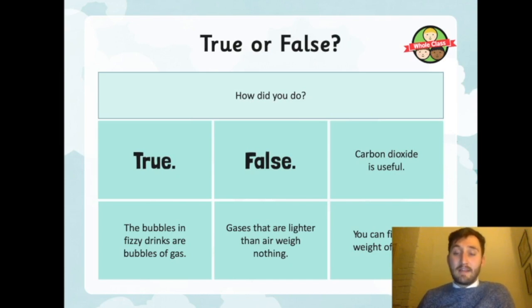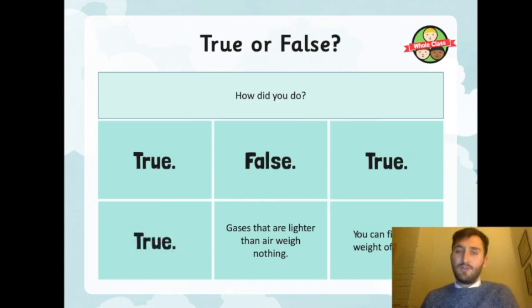Next, carbon dioxide is useful. Is this true or false? I think that's definitely true. We've just said that carbon dioxide can be used in fire extinguishers to put out fires. And it is also used in aeroplanes and trains to keep the food nice and cool, so it's definitely useful for us. Next, the bubbles in fizzy drinks are bubbles of gas. True. We've just learnt that in fizzy drinks there is carbon dioxide, and that is how we have Coca-Cola, how we have lemonade and fizzy drinks.